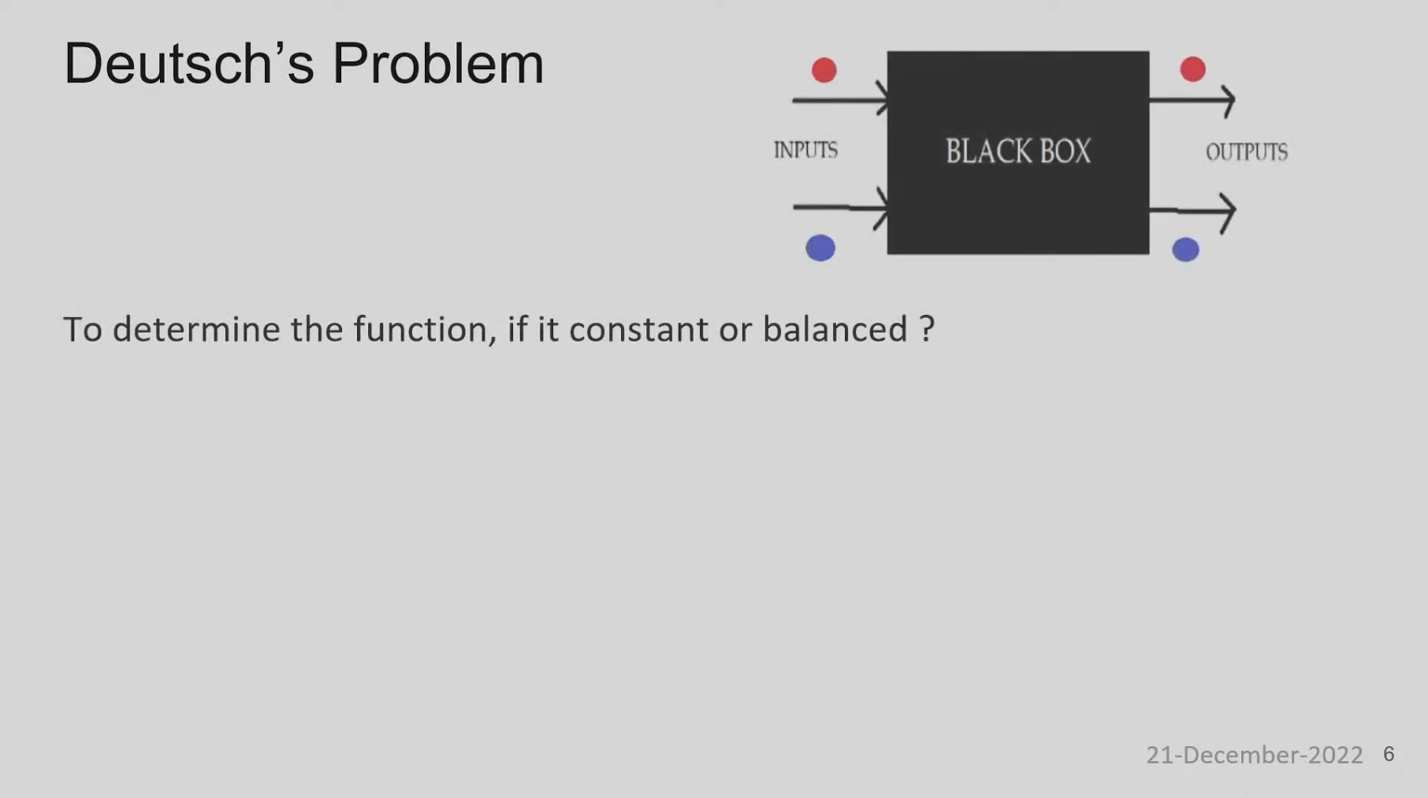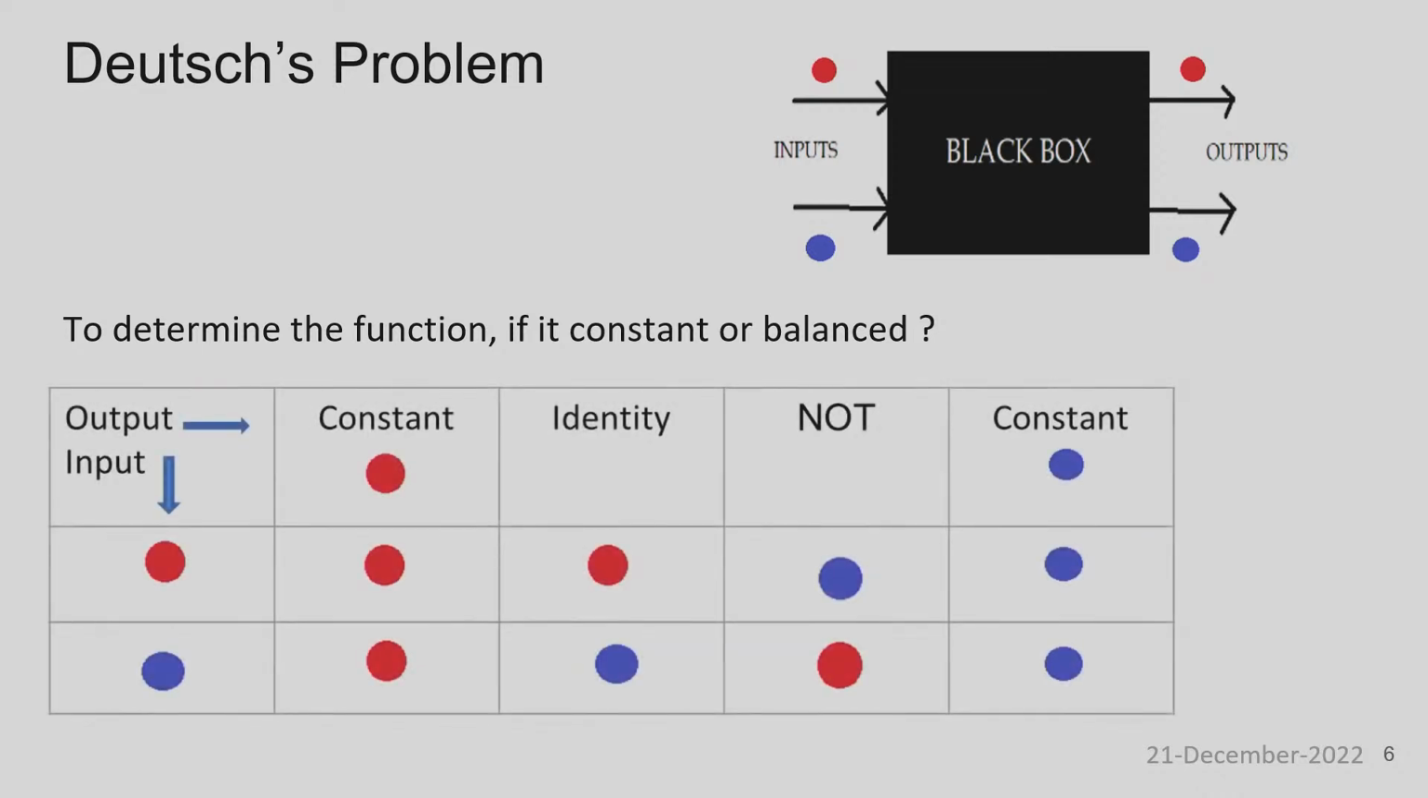So actually Deutsch was stuck with a problem. He was wondering how a quantum computer is better than a classical computer. While wondering that, he came across this problem where we have a black box and inputs. Basically to this black box, we give a red and a blue ball, and we have outputs from the black box. The objective was to determine what the function is, what the black box does. Does it have a constant or a balanced function?